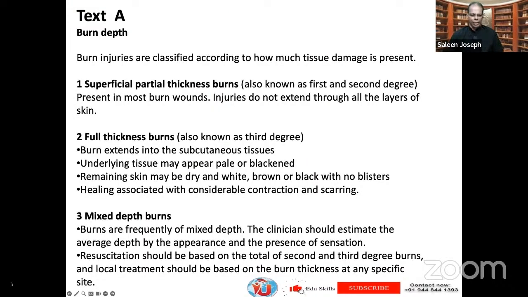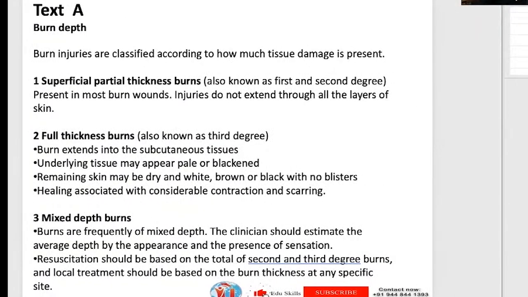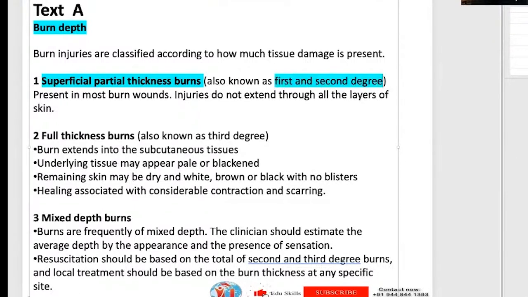So just see here, and could you just shout out what are important here? Burn, then superficial burn, first and second degree is important. Then full thickness of burn, third degree. Again, in the same text, there are further subheadings. Then mixed depth of burns. These are very important. Look into, maybe you can read this first one.